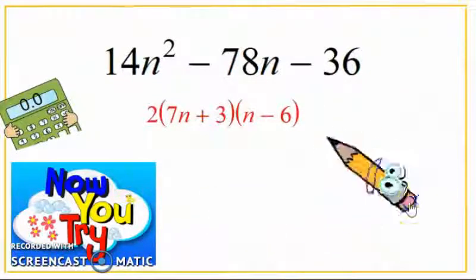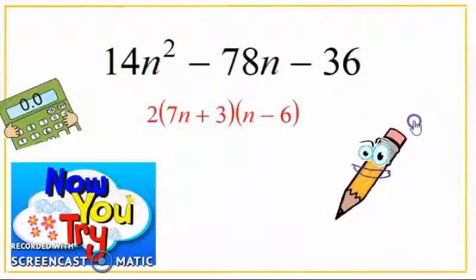Did you get 2 parentheses 7n plus 3 parentheses n minus 6 parentheses? If not, check your work.